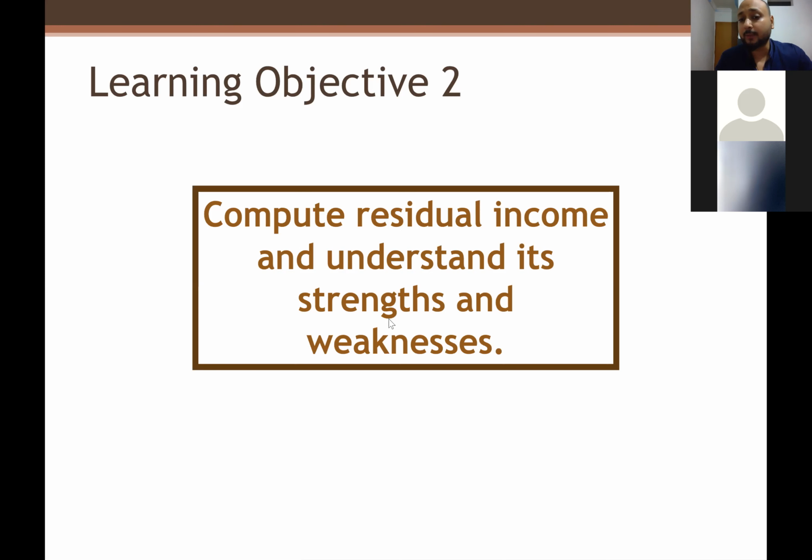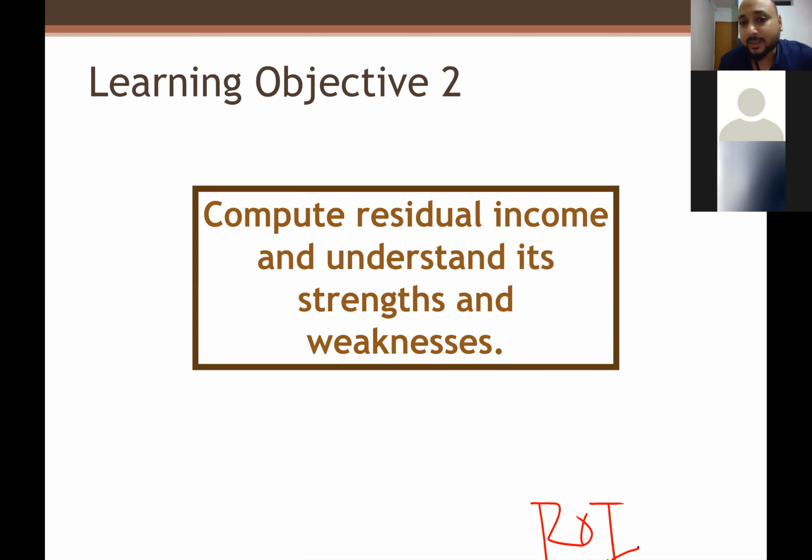So up till now, what have we covered? We have covered ROI, and we saw its biggest drawback, that is what happens if we base our performance on ROI. Managers may reject profitable opportunities because of the use of ROI, right?